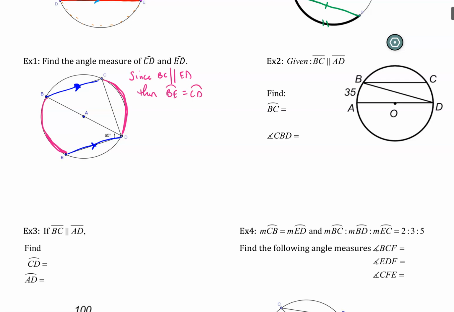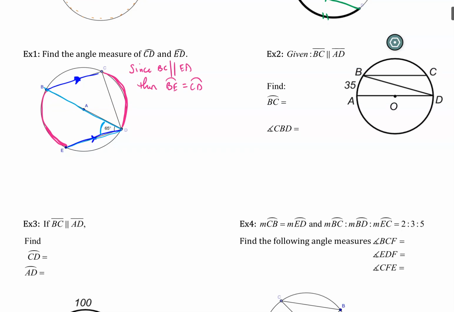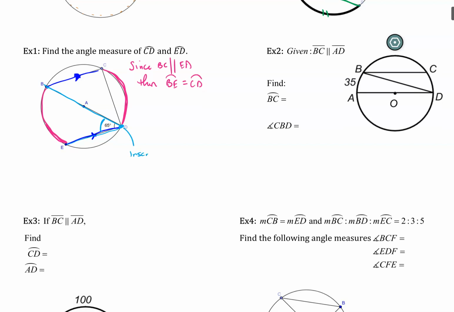I'm trying to find the measure of CD. I'm looking at what information I'm told. I'm told this angle is 65. And I ask, what kind of angle is that? If I trace the angle, I see that it touches the circle with its two endpoints at B and E, and that the vertex is on the edge of the circle, so that makes this an inscribed angle. If this is an inscribed angle, that means it's half of its arc. The other way of saying that is that the arc is 2 times the angle.